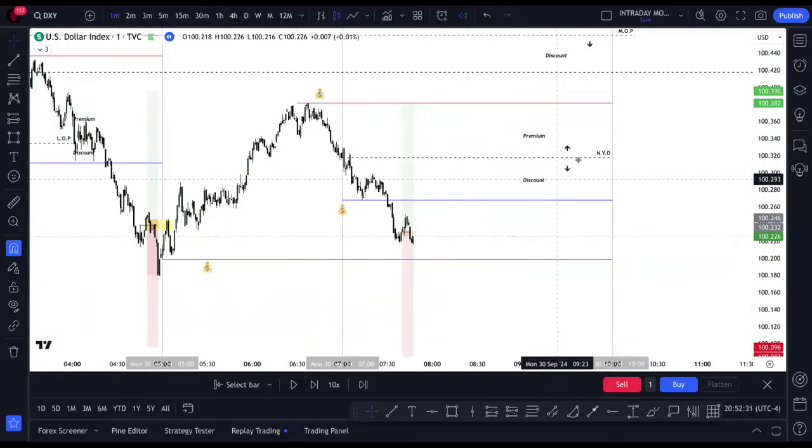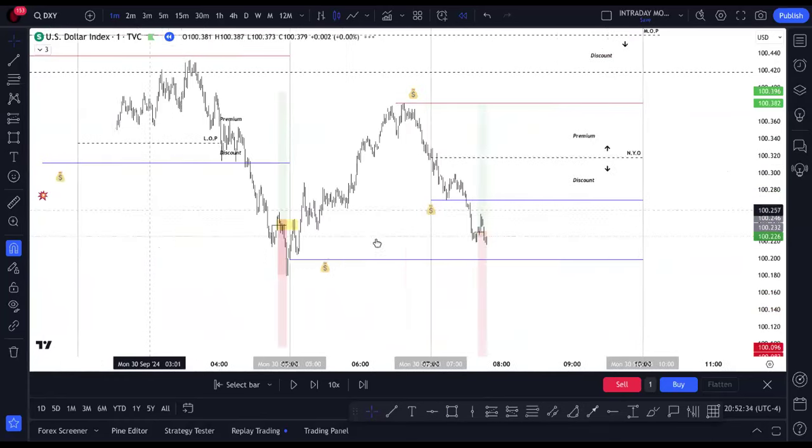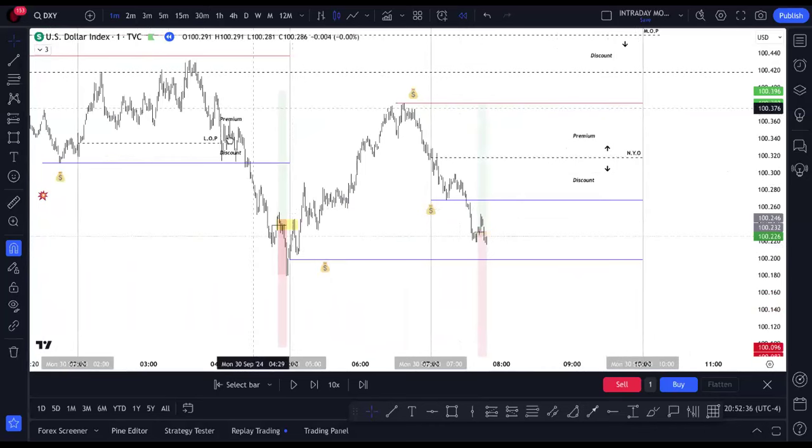It's happening where? Below the New York opening price. These are two different sessions now that we're talking about here. Two different sessions. And strangely, oddly enough, the entries are happening pretty similar at the same level. Coincidence? Probably not, but not going to try to read into that too much.